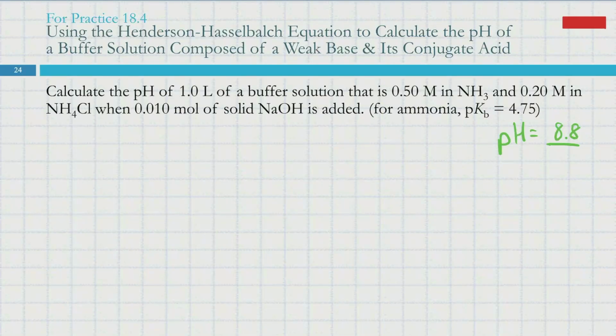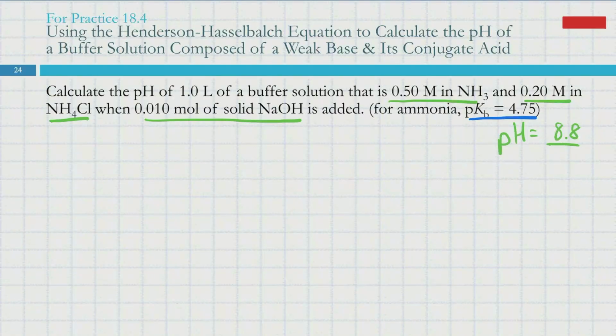So we are now doing the weak base, conjugate acid version of buffers. This is our slightly more difficult version of buffers. So we've got some initial concentrations given to us. We need to figure out what to do with those. And we're told that we're adding a little bit of solid sodium hydroxide, and we're also told that the pKb is 4.75.